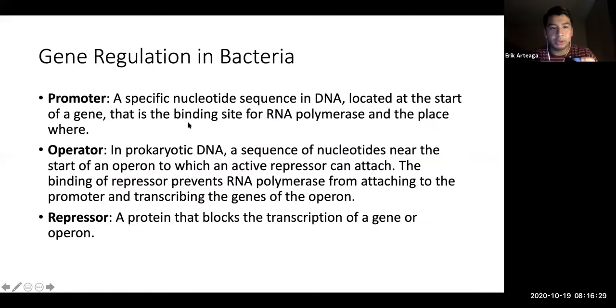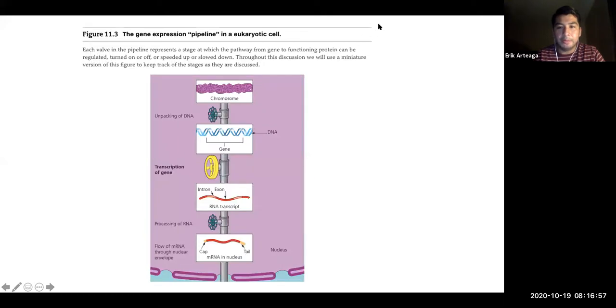So here we also have a promoter. It's specific in bacteria. This is a sequence that recruits RNA polymerase, okay? It's going to recruit a very specific protein, RNA polymerase, to that area, all right? The operator is a sequence of nucleotides near the start of an operon. The repressor, again, we talked about, is a protein that blocks the transcription of the DNA, okay?